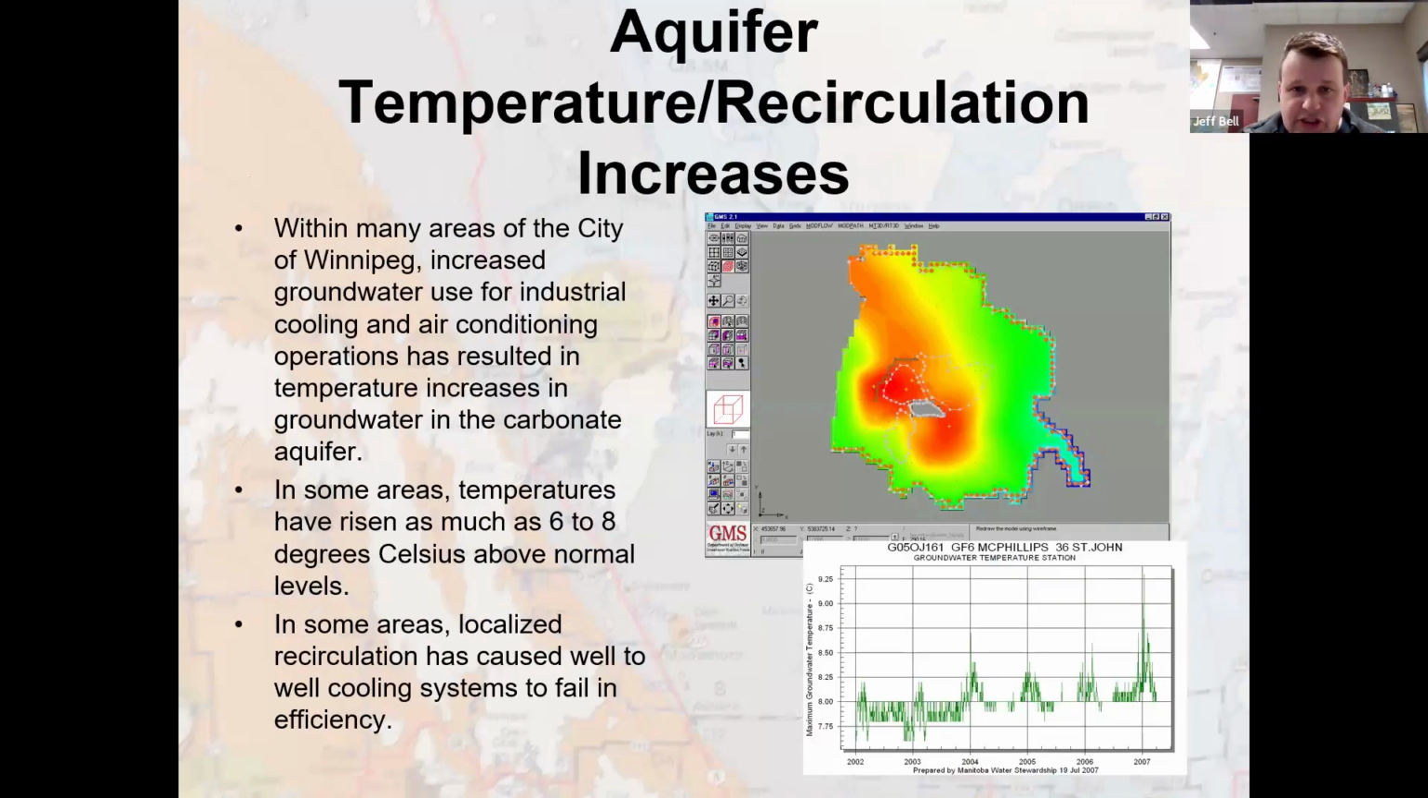Temperature and recirculation issues have been more prevalent in Winnipeg, where we tend to see a lot more use of the bedrock aquifer for industrial use. That's where we're pumping from a well and running it through some sort of a heat exchanger process to cool it or heat it back up, and then we're re-injecting it back into another well nearby. Naturally in Winnipeg, we should see the water temperatures being between 6 and 8 degrees Celsius. These recirculating geothermal systems have raised that temperature in places. We've seen it as high as 15, 16 degrees Celsius.